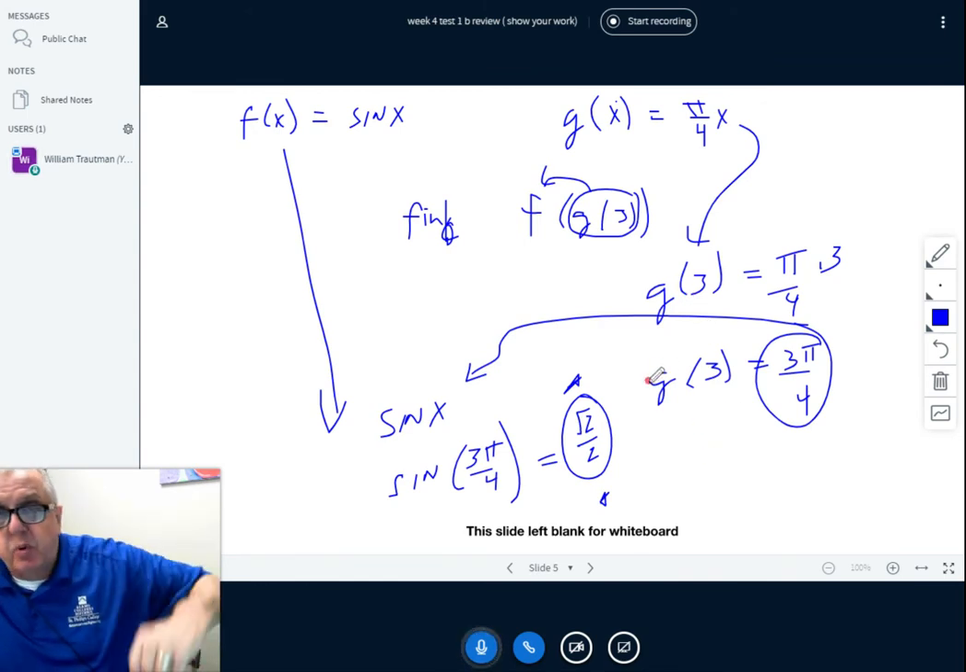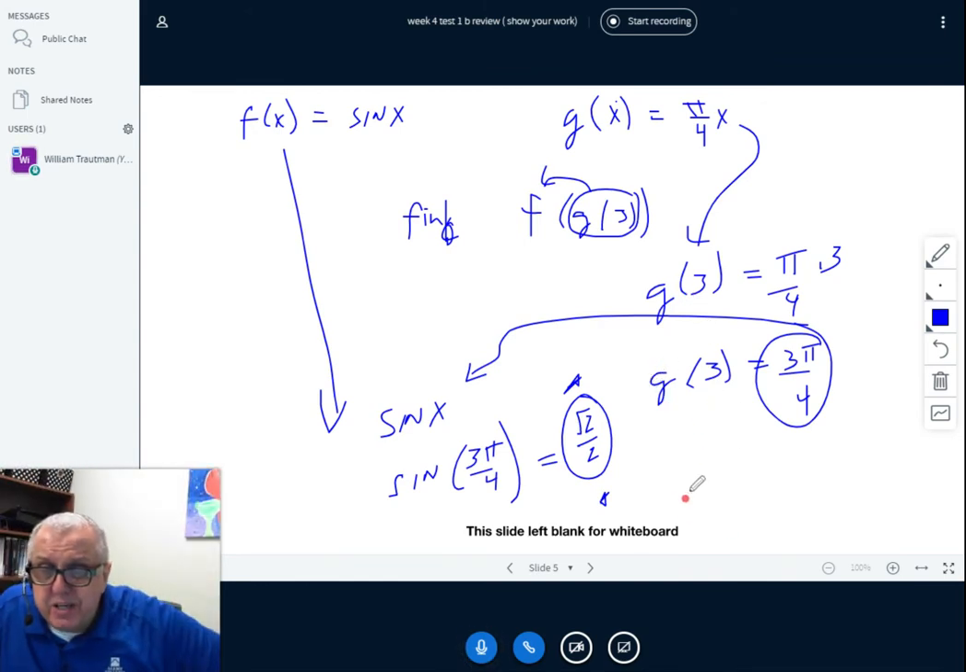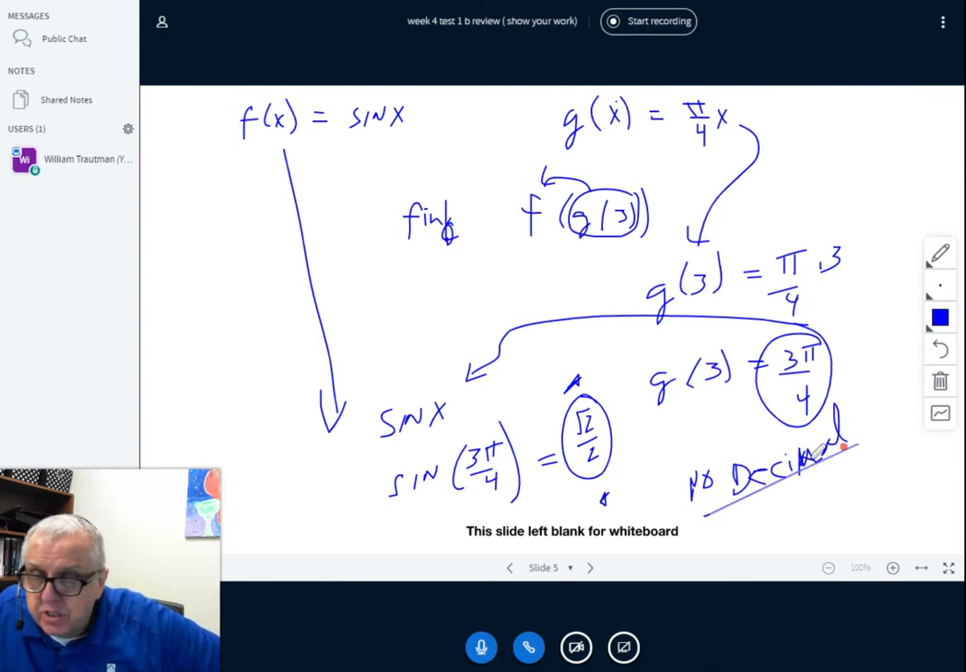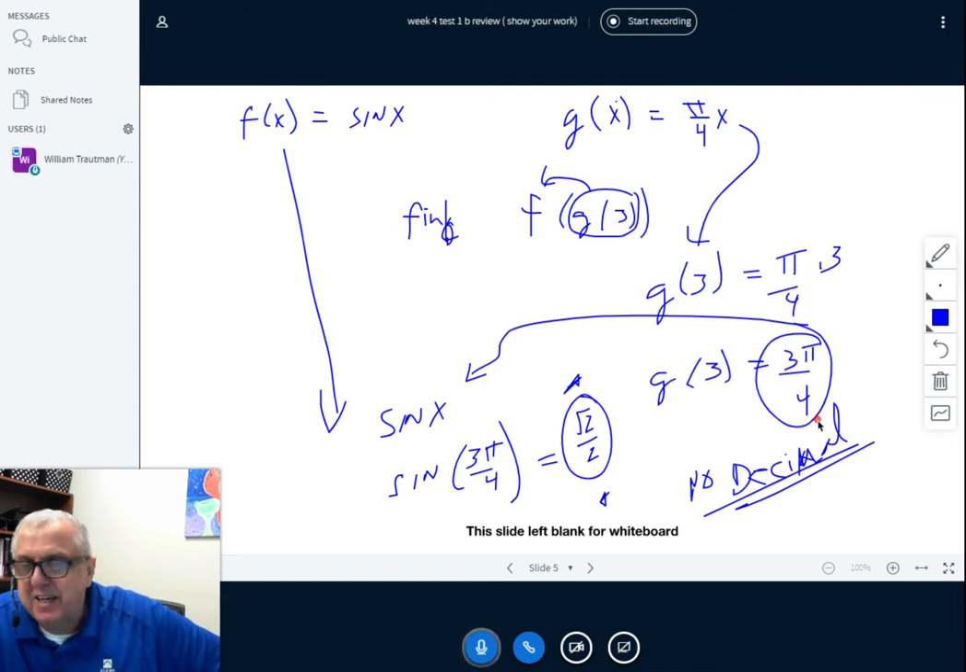This is really important. Don't give me any decimal answers ever unless I ask for a decimal answer. No decimal answers. If we're doing a problem that's a real-world situation, so what's the speed of the plane or something, and it's 72.9 miles per hour or something, yes. But if I don't ask for a decimal answer, and it's not a real-world problem, you don't put a decimal answer down, okay?